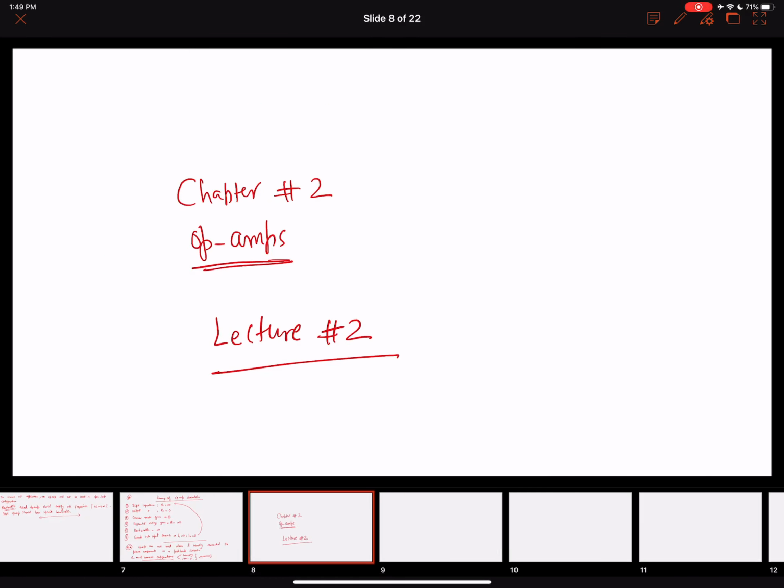We are talking about chapter number 2, operational amplifiers, and today's lecture is lecture number 2 in the series. In the last lecture, we ended up finding the ideal terminal characteristics of an op-amp. We also talked about how we never use op-amps in the open loop configuration.